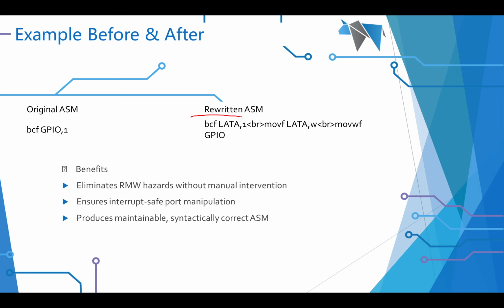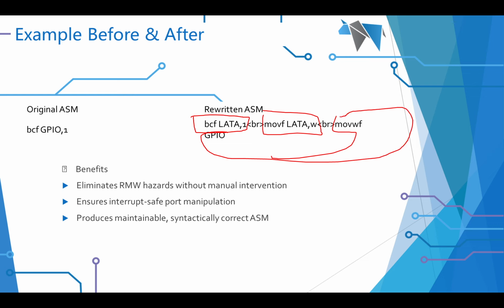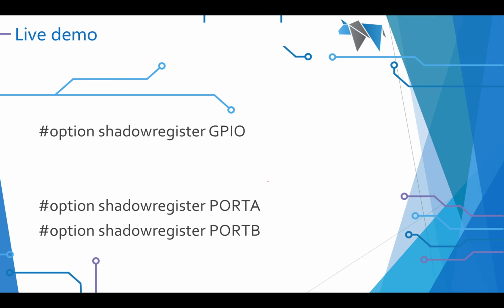It's going to ensure that bit 1 is clear. It's going to move that to the W register, and then move that to the GPIO. It's a bit poor formatting. This benefits by removing the read-modify-write hazard. It's all done automatically. It should ensure port-safe manipulation, and it produces maintainable, syntactically correct assembly.